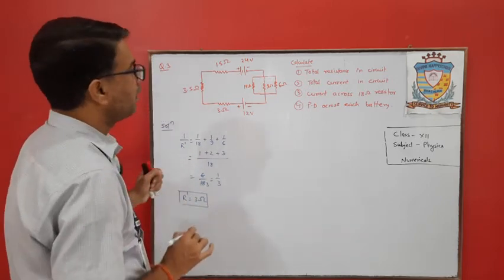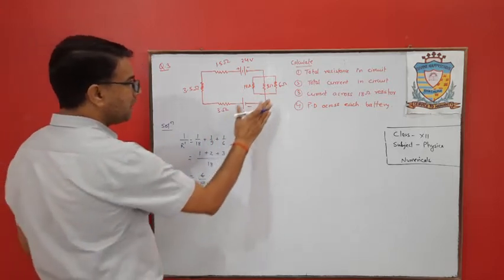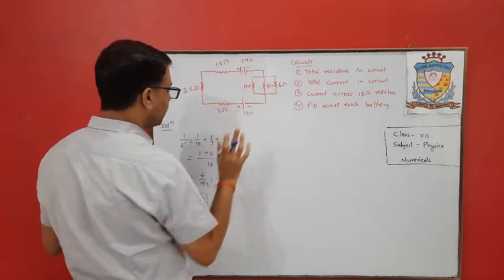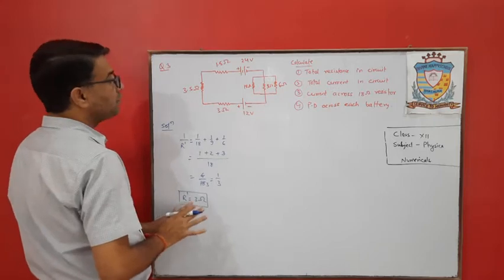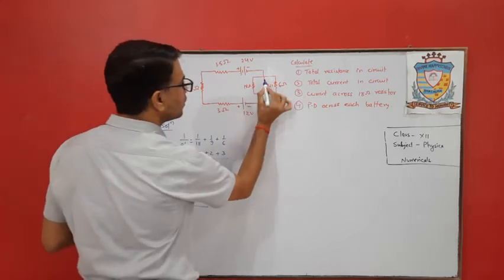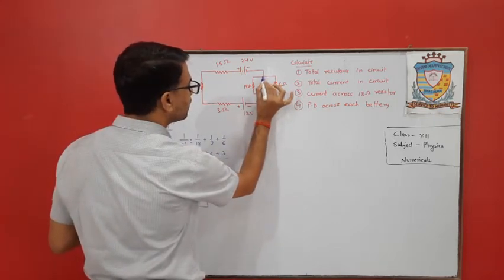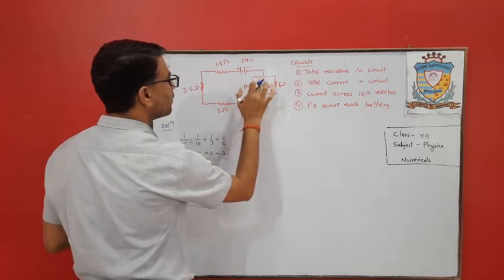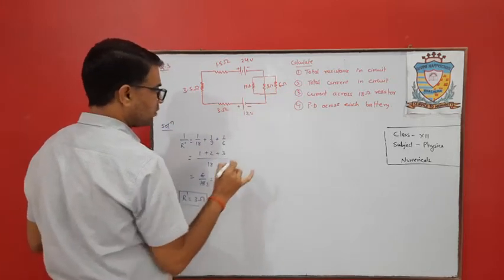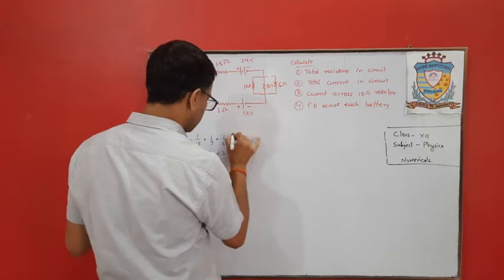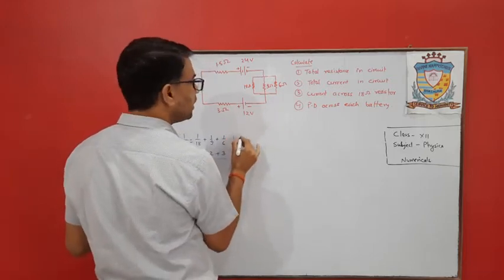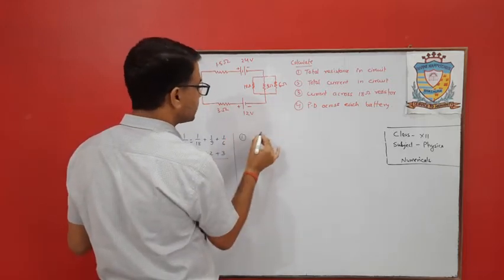Clear? Now here in place of this one, what do we have now? A single resistor of value 3 ohm. Clear? So here we can draw it. Or let it be. First part, the total resistance.